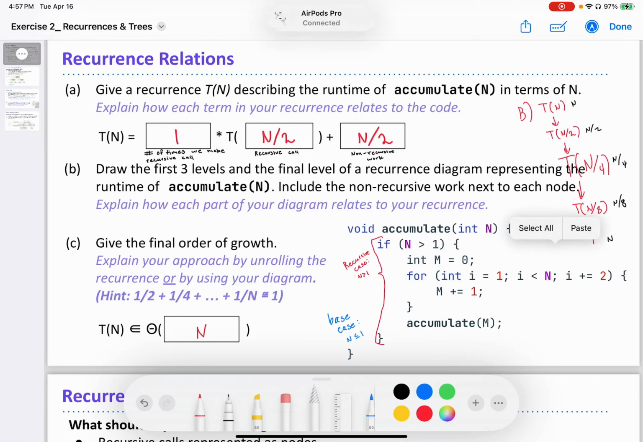I'm Jabril, and today I'll be explaining the recurrence relations. So in this problem, we have a method accumulate that takes integer n.